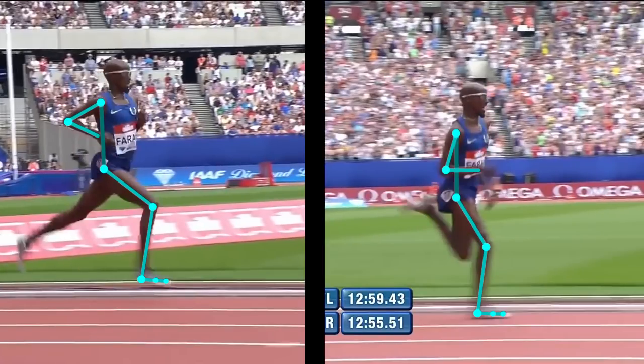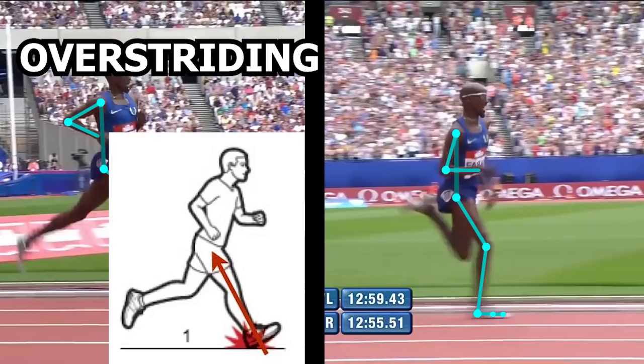However, as I noted before, you don't want too much increase of step length where the foot is too far forward, otherwise it's known as overstriding. This is why, while knee drive is good to incorporate into your form, too much of it can cause overstriding, which can actually cause a braking mechanism to occur to slow down your running.